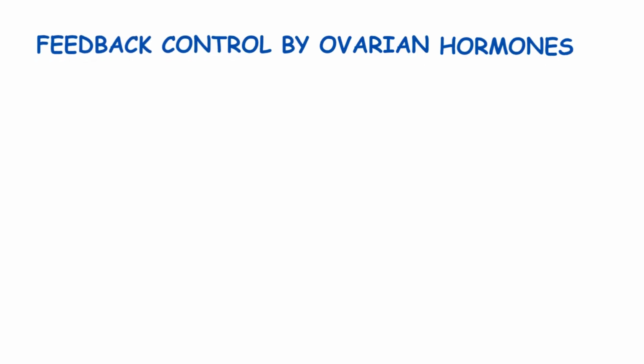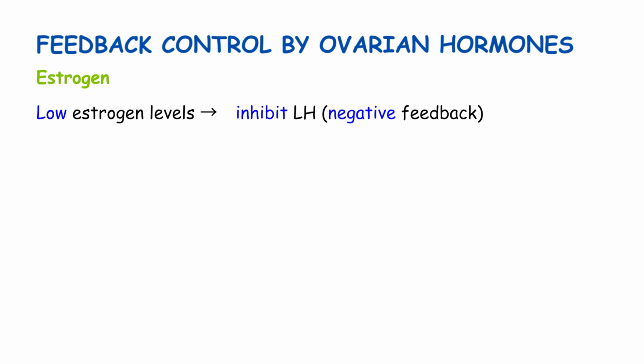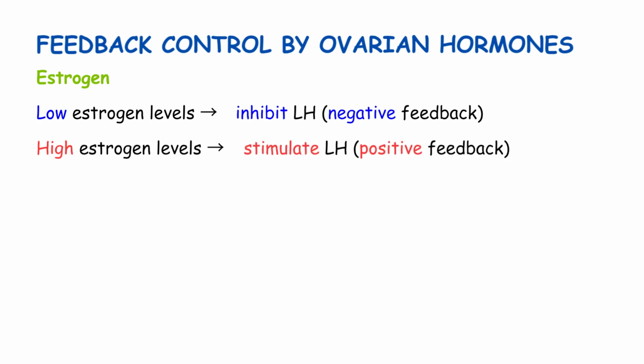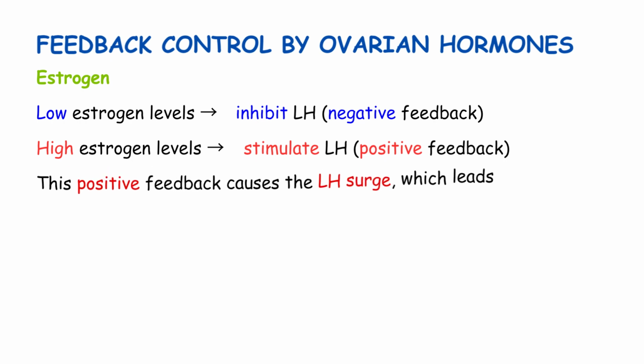Feedback control by ovarian hormones. Now let us understand feedback. Low estrogen levels inhibit LH, negative feedback. High estrogen levels stimulate LH, positive feedback. This positive feedback causes the LH surge, which leads to ovulation.